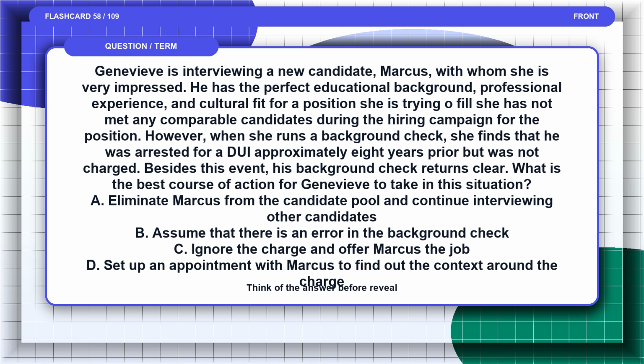A. Eliminate Marcus from the candidate pool and continue interviewing other candidates. B. Assume that there is an error in the background check. C. Ignore the charge and offer Marcus the job. D. Set up an appointment with Marcus to find out the context around the charge. Pause and think of the answer before the reveal.